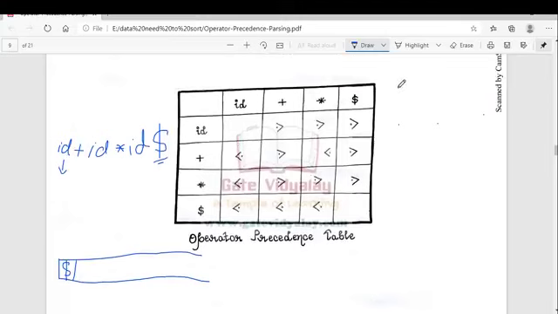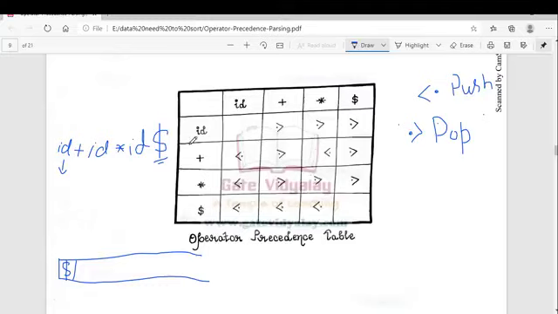Now here we have two rows. If we have this, we will push that symbol into the stack, and if we find this, we will pop from the stack. Okay. We have two rules. If we insert this, we will push. If we find this, we will put into the stack. If we find this, we will pop out from the stack.